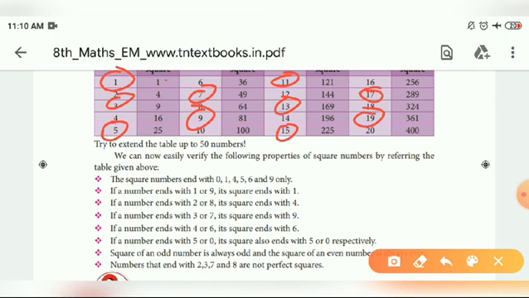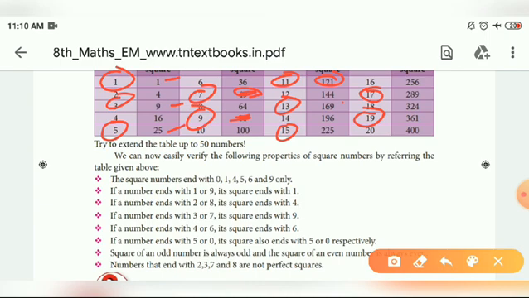Let's check the square values of the odd numbers. 1 square is 1, and 1 is also an odd number. 3 3s are 9, 9 is also odd. 5 5s are 25, 25 is also odd. Next, 7 7s are 49, 49 is also odd. 9 9s are 81, 81 is also odd. And next, 11 11s are 121, 121 is also odd.